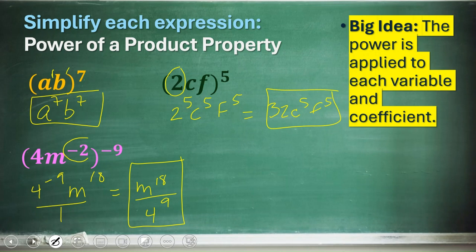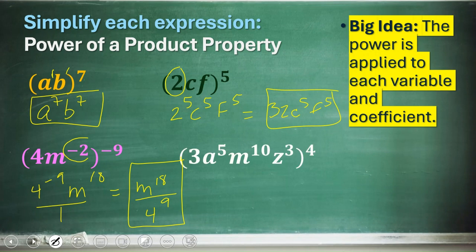You might be wondering, why did we expand out 2 to the 5th to 32 and we're leaving 4 to the 9th as 4 to the 9th? It's because 4 to the 9th is a huge number. So any really, really big number, we tend to leave written in exponential form. Any number that is relatively small, we tend to write as the number itself.